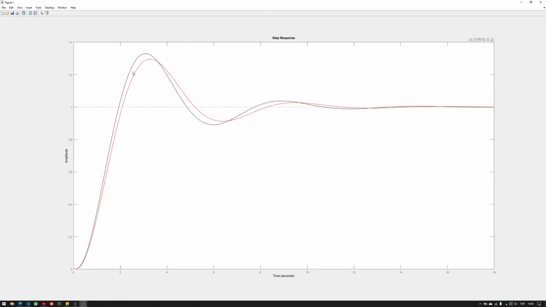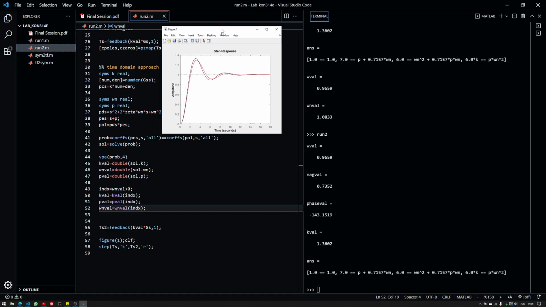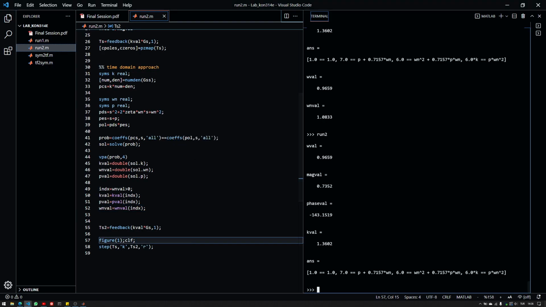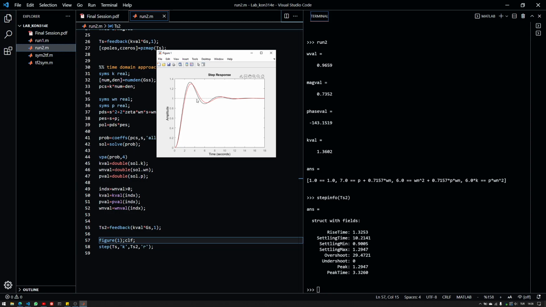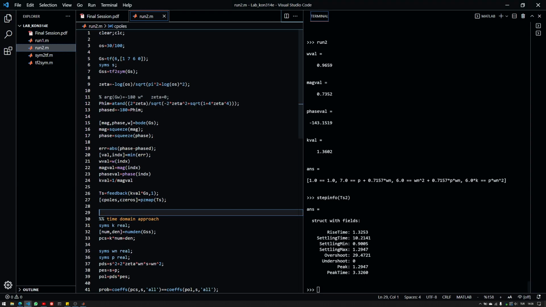So you can see that there's not that much of a difference, but there's still a bit of a difference. And if we check what the step info now for TS2 is, we can see that the overshoot here is 29.47, which is a bit closer to 30 than the frequency domain was, but this is basically because of the fact that the frequency domain does not take into account that this is a third order system. Also, the frequency domain here did not result in the best result because we didn't provide it the amount of steps that it should have.